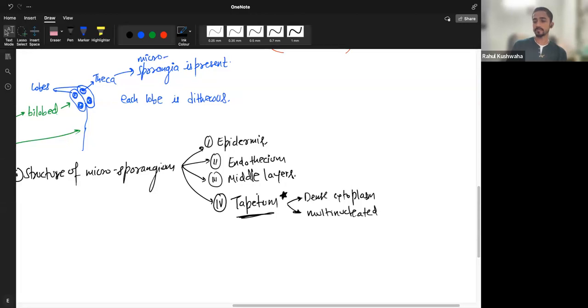Why is tapetum multinucleated with a dense cytoplasm? Yeah. Anyone would like to take a guess? If you take a guess based on logic, most probably that guess will be either the correct answer or very close to the correct answer. No one? What is the function of tapetum? Come on, quickly.